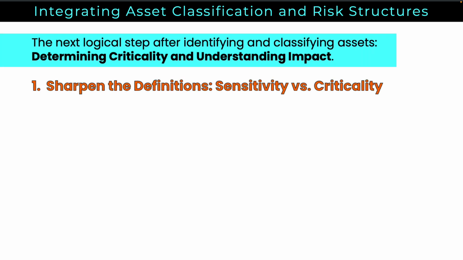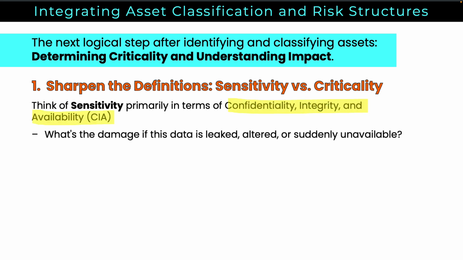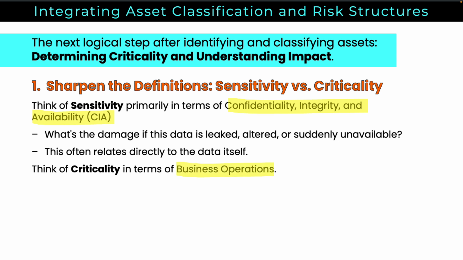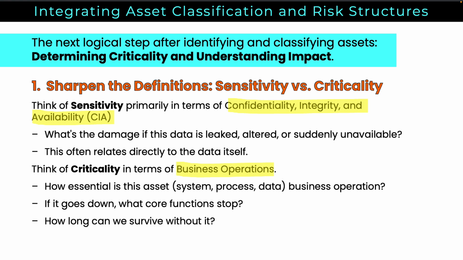So sharpening our definition, sensitivity versus criticality. Think of sensitivity primarily in terms of confidentiality, integrity, and availability. So what's the damage if this data is leaked, altered, or suddenly unavailable? That often relates directly to the data itself. And then we think of criticality in terms of business operations. How essential is this asset, system, process, data, to business operation? And if it goes down, what core functions stop? And how long can we survive without it?